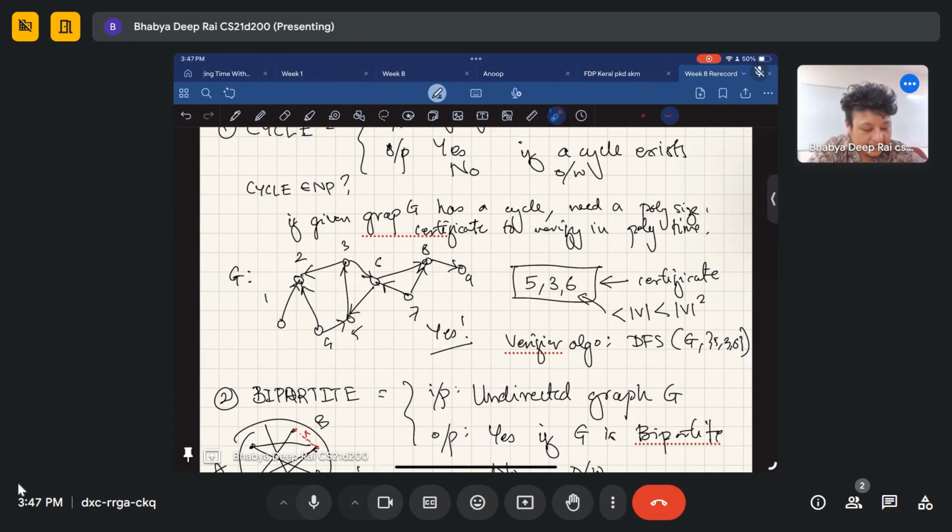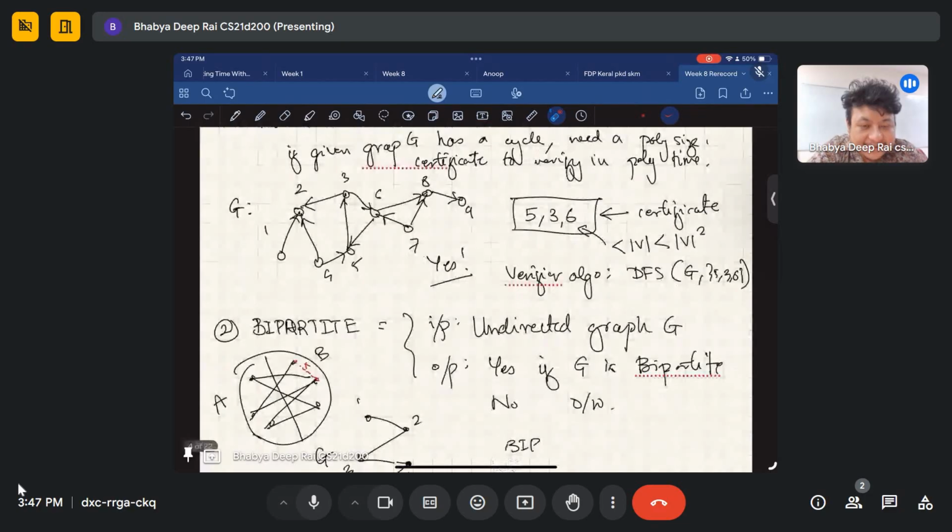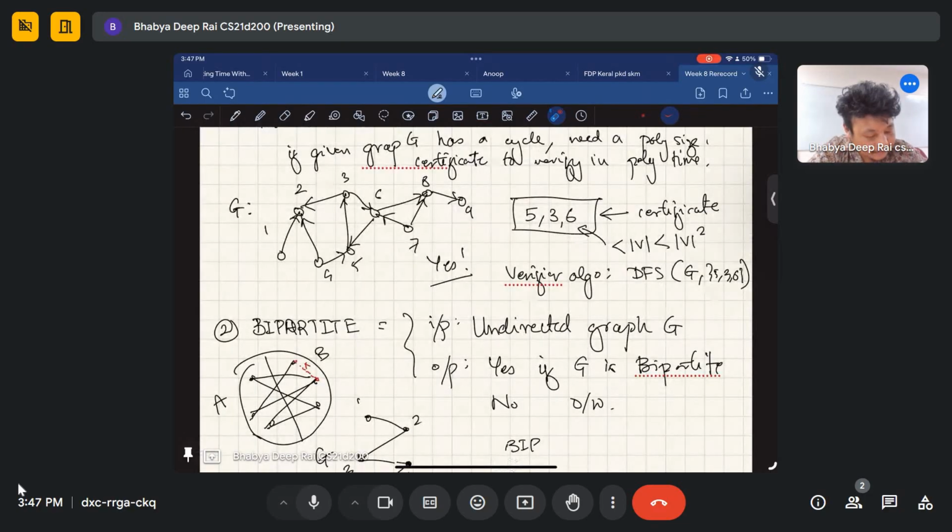Now why is this a valid certificate? Well, there are only V many vertices, capital V, so the certificate has size at most V, and the total size of the graph is like V squared, because of the adjacency matrix.